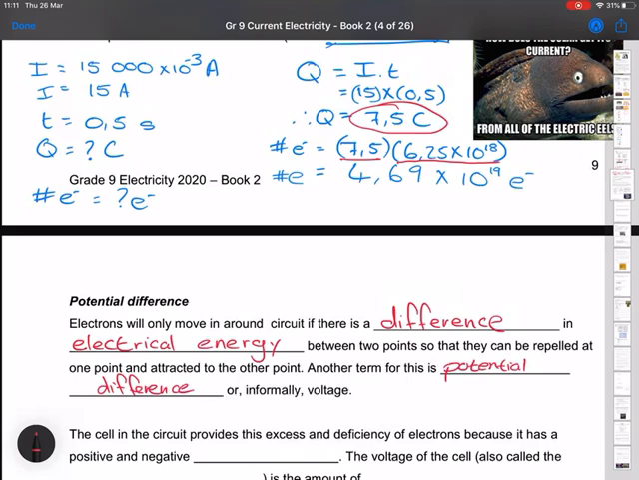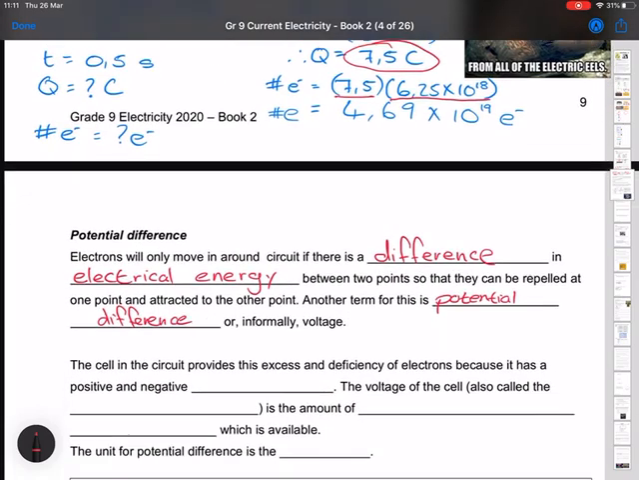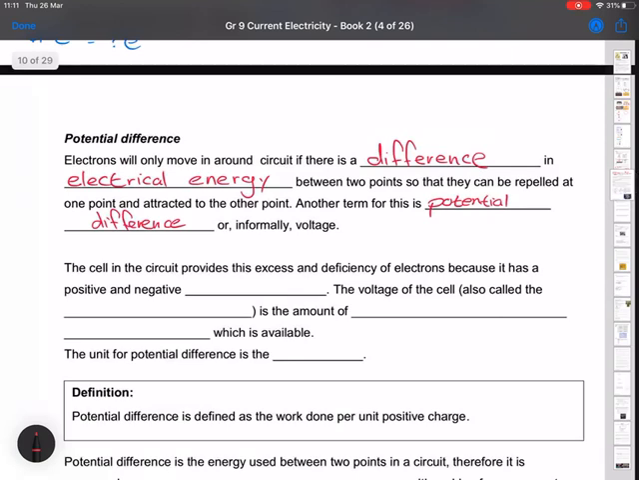Saying voltage is like going, yeah, no, cool, how's it, bro? You don't talk like that in science. You need to be formal, so we use the word potential difference.